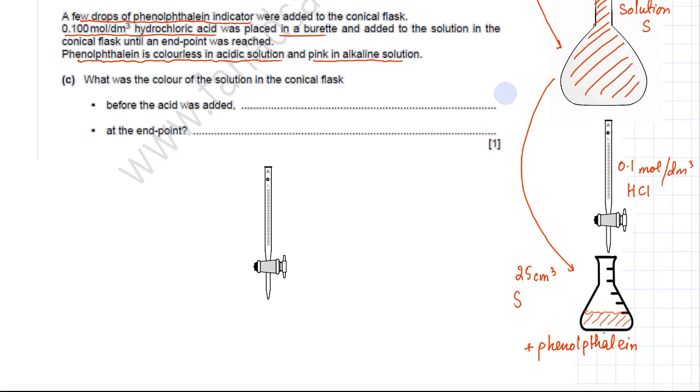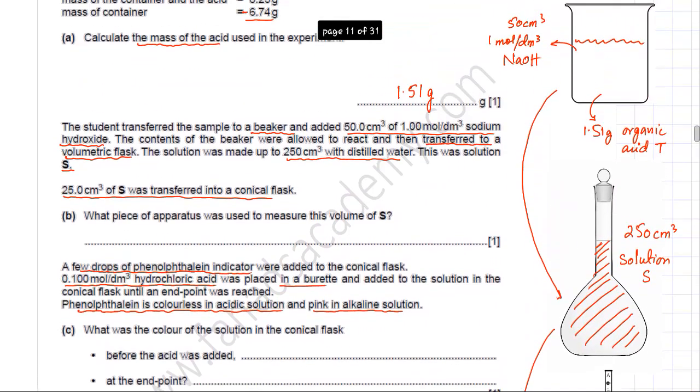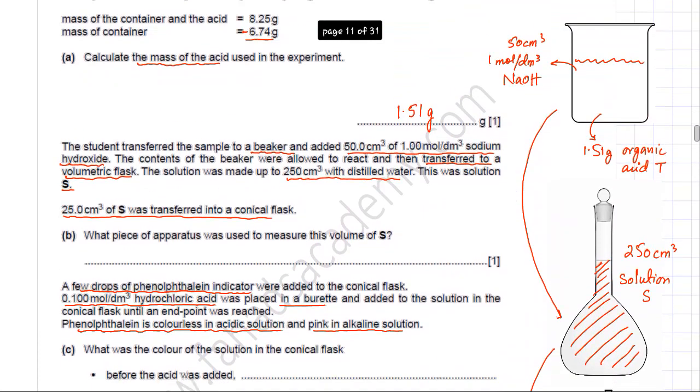So we're going to go over our steps once more. The first thing that was done in the experiment was that 1.51 grams of organic acid T was dissolved in 50 cm cube of 1 mole per decimeter cube NaOH. Remember, this NaOH is in excess, so at the end of the reaction, once this acid reacts with this alkali, salt is produced, but some of the NaOH would be left behind at the end of the reaction. And this leftover solution is then transferred to this volumetric flask.